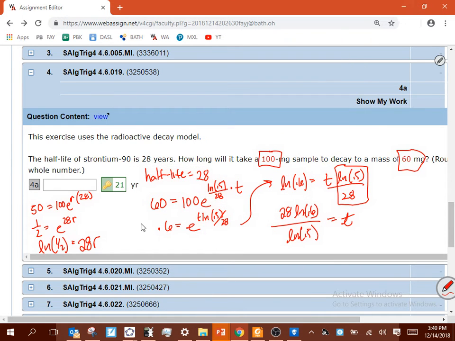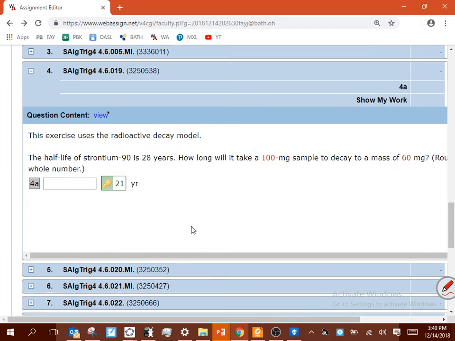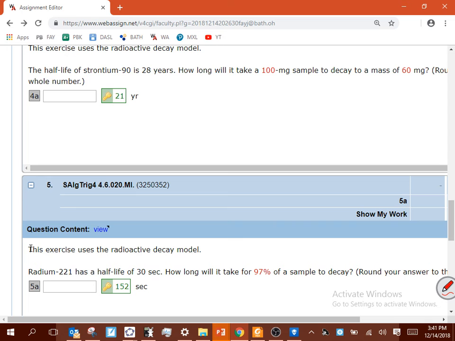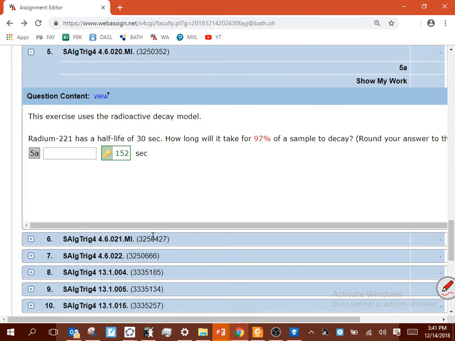All right, let's do one more of those half-life questions. I'm not sure which one was the next one, 5 or 6. It says something about, there we go, going down to 97% of a sample to decay. How long will it take for 97% of a sample to decay? Well, half-life is 50%. But what I need you to understand is that the rate of decay is constant.